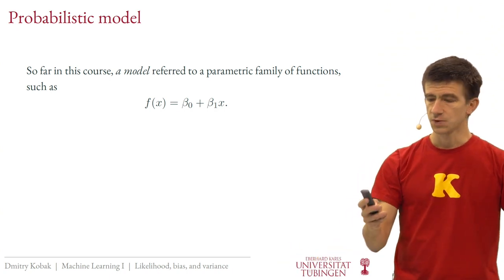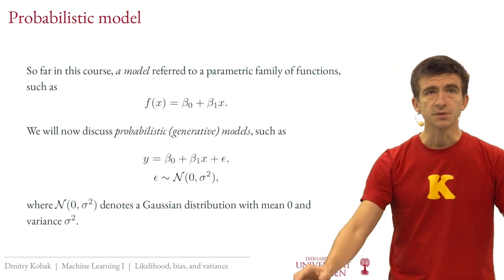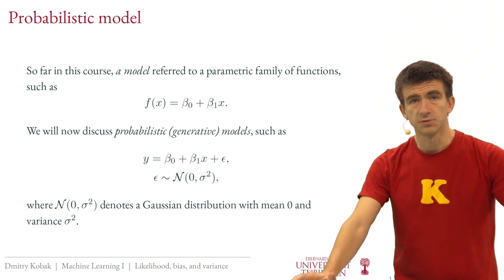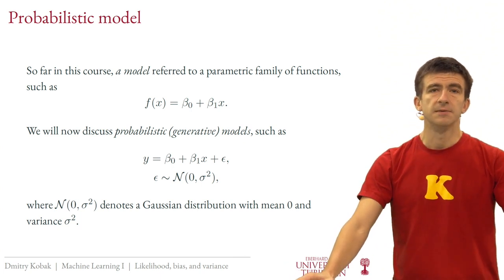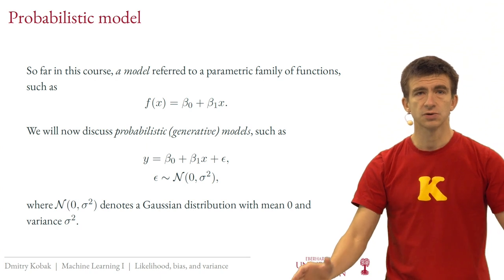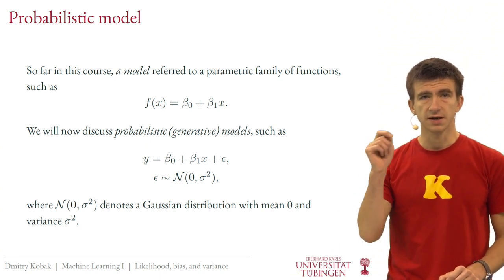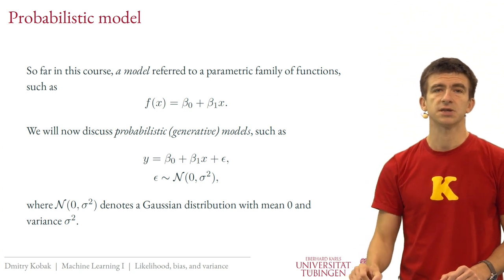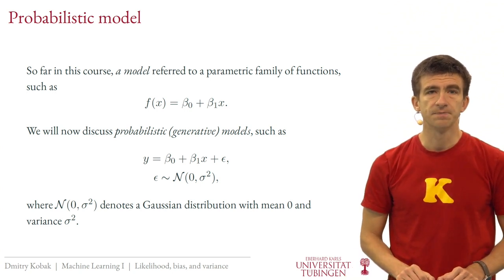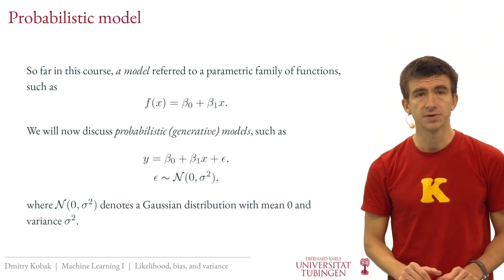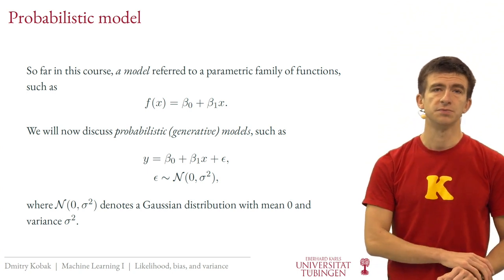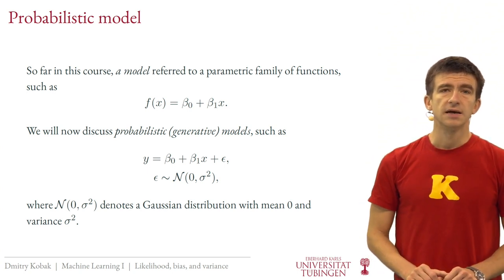And today, we will talk about probabilistic or generative models, as they're also called, which for linear regression would look like that. So it's almost the same. There's just one little twist. We add epsilon in the end, and the epsilon is a random variable. It's a Gaussian random variable with mean zero and some variance.